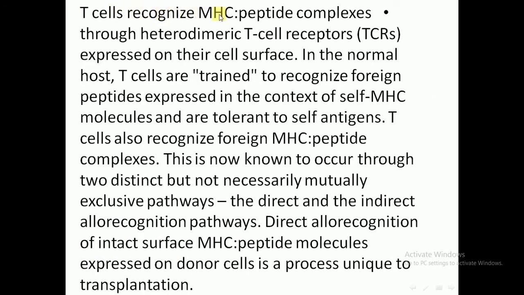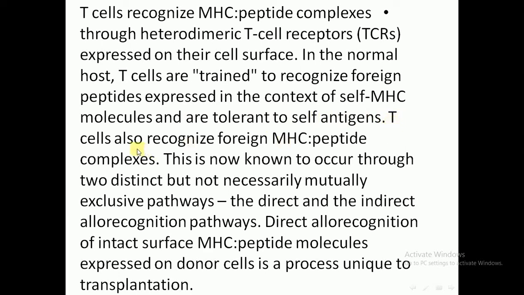And the T cell recognizes the MHC peptide complex through the heterodimeric T cell receptors expressed on the cell surface, and in the normal host, T cells are trained to recognize foreign peptides expressed in the context of the cell MHC molecules and are tolerant to self-antigen. This is a review of T cell activation and how we recognize the foreign antigen, which is the graft antigen. Same mechanism, it's not different. As you know, the T lymphocyte is tolerant to self-antigen through thymus education.